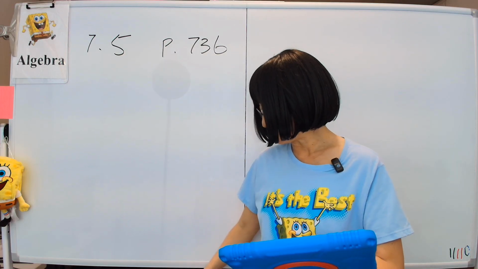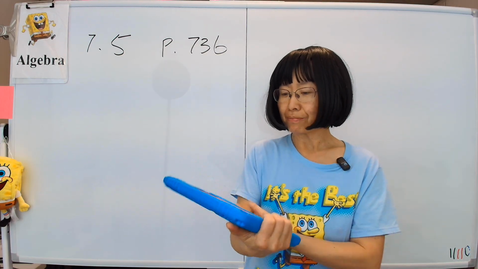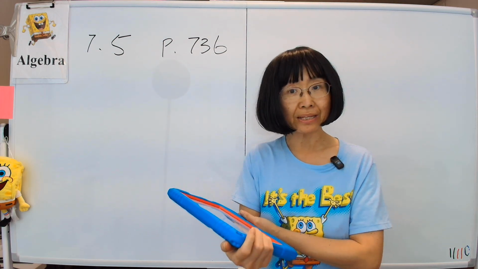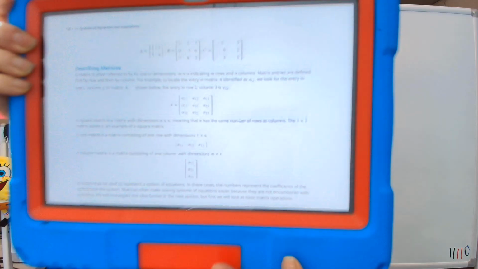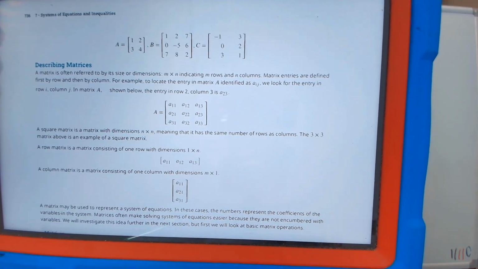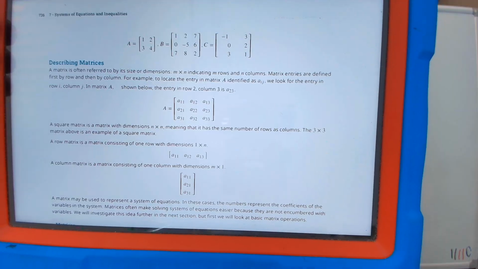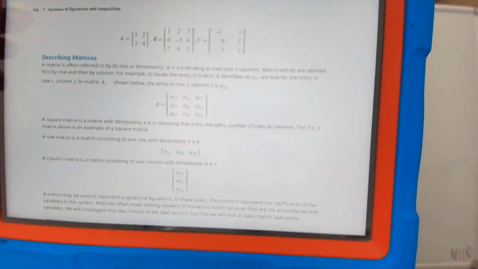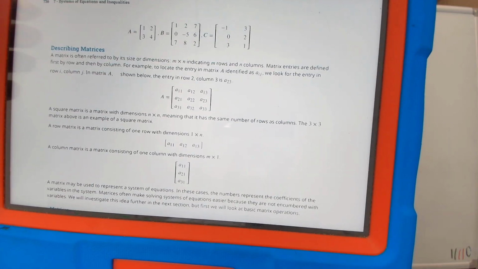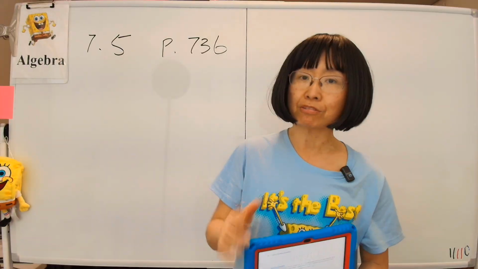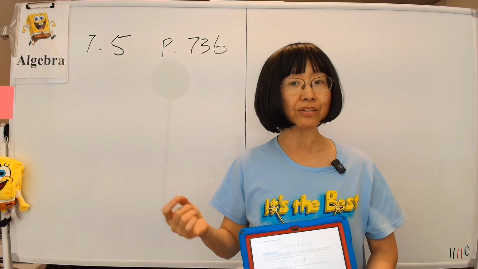Now, first, let's say what it is, okay? On this page, you see several matrices. The matrices are just a pack of numbers arranged in a rectangular shape. For example, at the top of page 736, we have A, that's one matrix, a 2 by 2 matrix. B is a 3 by 3 matrix, and C is a 3 by 2 matrix. The first number refers to the number of rows in the matrix, and the second number refers to the columns.